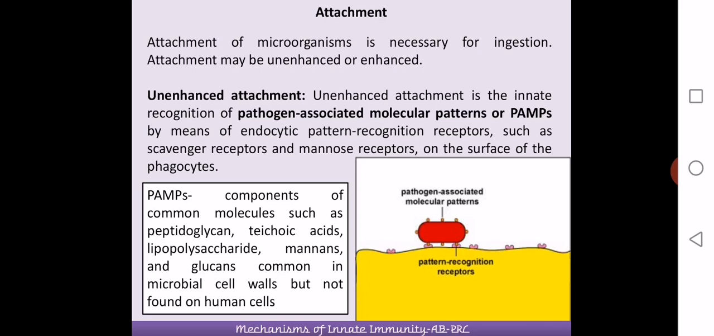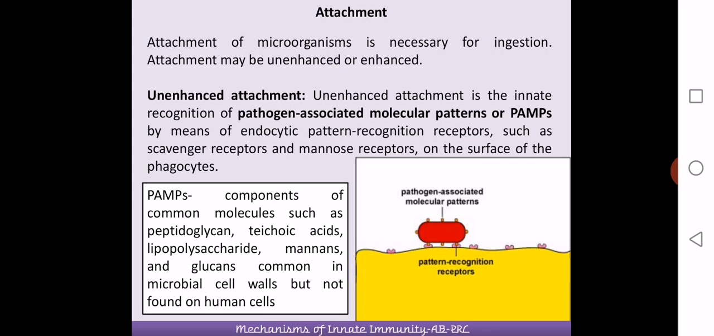And what are these PAMPs? It's shown in the box that these are common molecules such as peptidoglycan, teichoic acid, LPS, mannans, and other glucans, present usually on the microbial surface, cell walls and membranes, which are entirely absent in human cells, so that the immune system can distinguish that this is not a self cell.